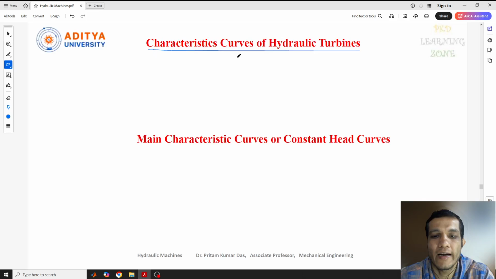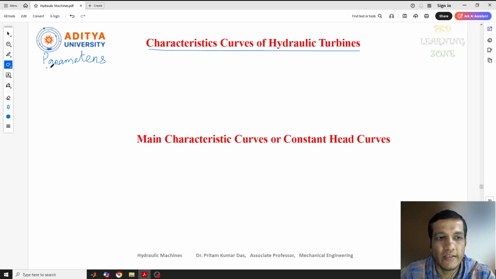at different working conditions. These curves are identified by conducting a number of experiments, or a number of tests, conducted at different working conditions. So the characteristics curves of hydraulic turbines can be identified by considering some different parameters. By these parameters we can draw the characteristics curves of hydraulic turbines. So what are the parameters?